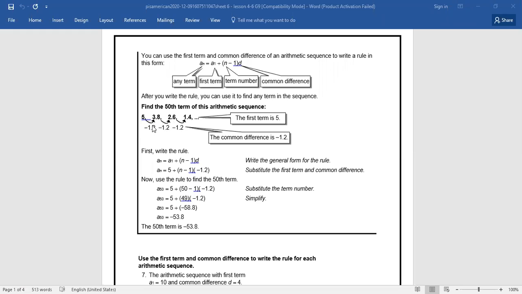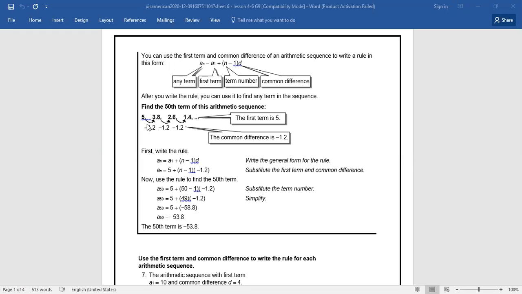In this pattern, we will check first, what is the first term in this sequence? The first term in this sequence is 5. What is the common difference? For the common difference, I will go back and calculate 3.8 minus 5. It will be negative 1.2.